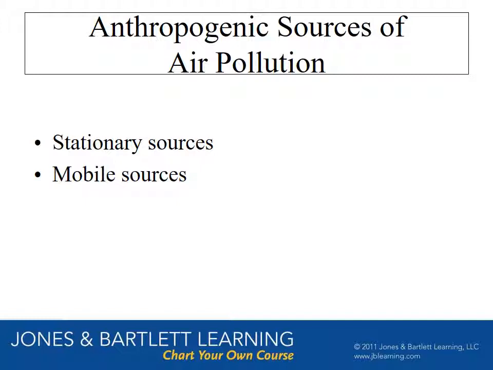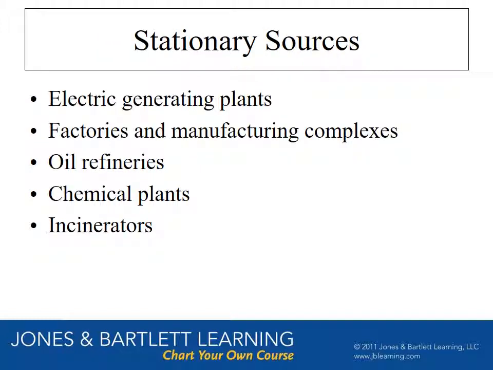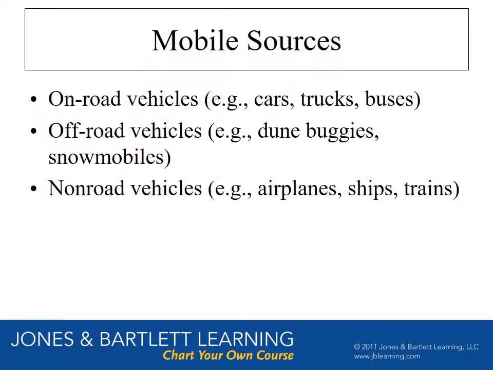Stationary sources are things like power plants where they're producing pollution, standing in place, even smaller production like at dry cleaners, they're releasing air pollutants as well. Generating plants, factories, chemical plants, and incinerators. Mobile sources, I mentioned on-road vehicles, off-road vehicles, and then non-road vehicles.